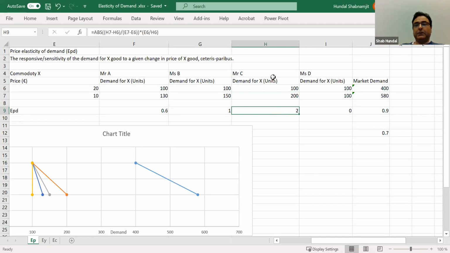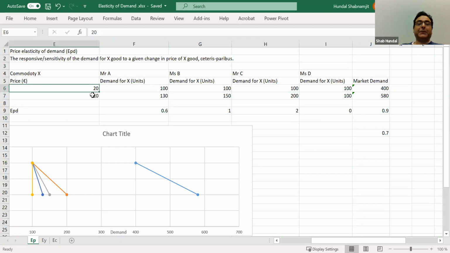So it depends upon the perception. For Mr. C, the same thing could be a luxury, but for Miss D, the same thing could be a necessity. So if you are producing a product which you think is a luxury, then I think you can indulge in the price competition. Because then by lowering the price, you can win a big share of market.